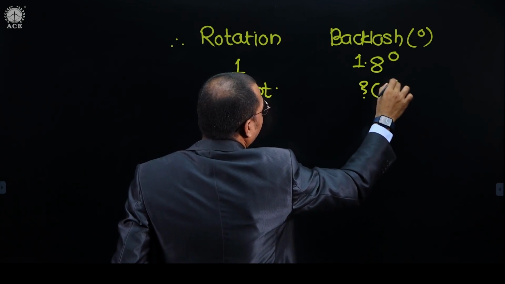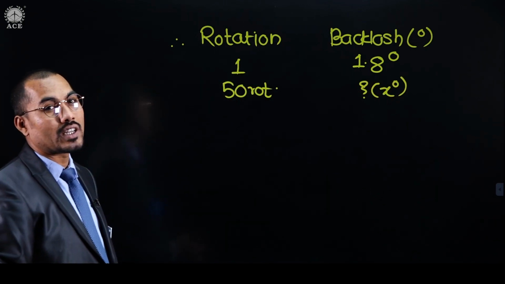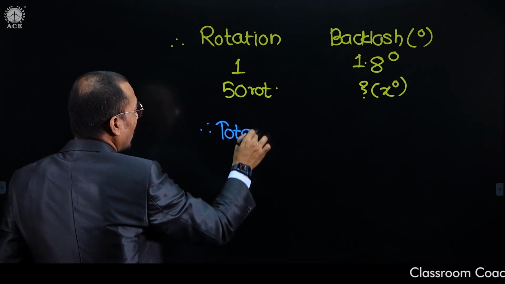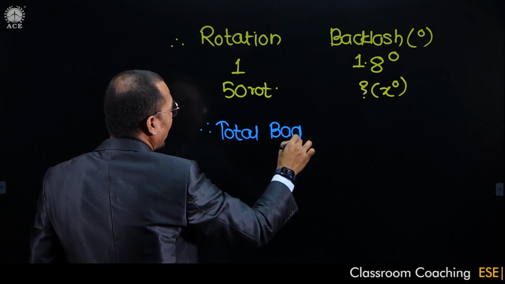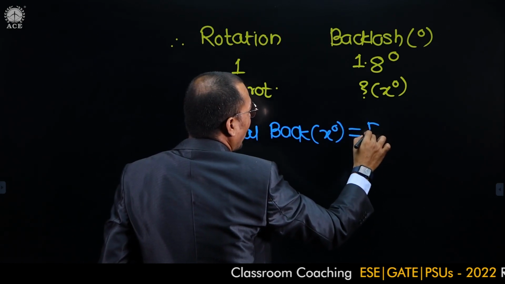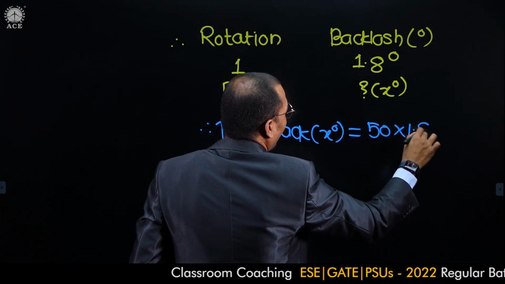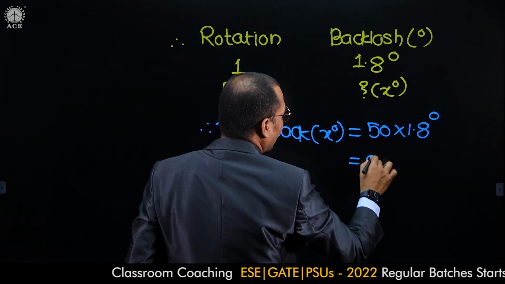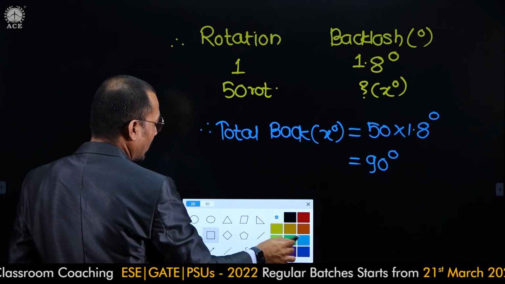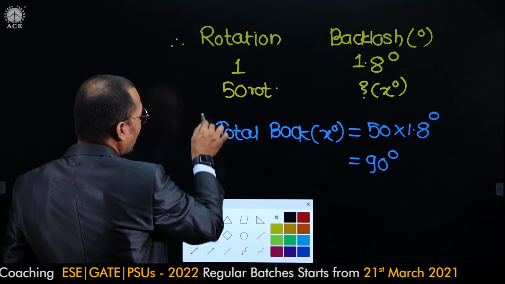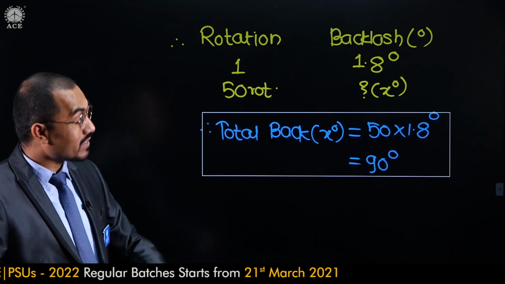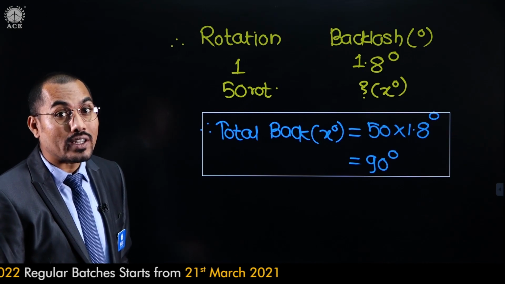Let's say x degrees is the total backlash in degrees. The total backlash in degrees is exactly equal to 50 multiplied by 1.8 degrees. 50 multiplied by 1.8 degrees comes to exactly 90 degrees. So 90 degrees is the total backlash. But this is in degrees, and we are interested in calculating it in millimeters.